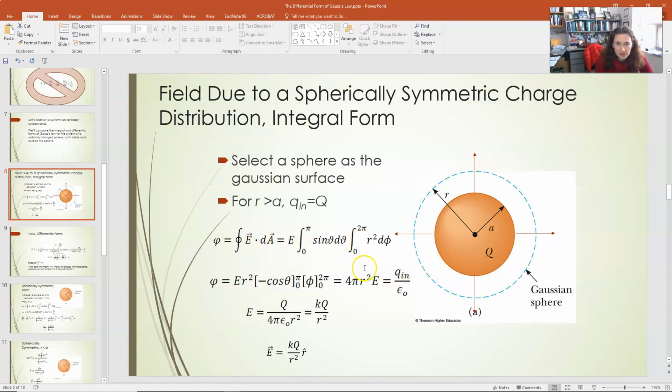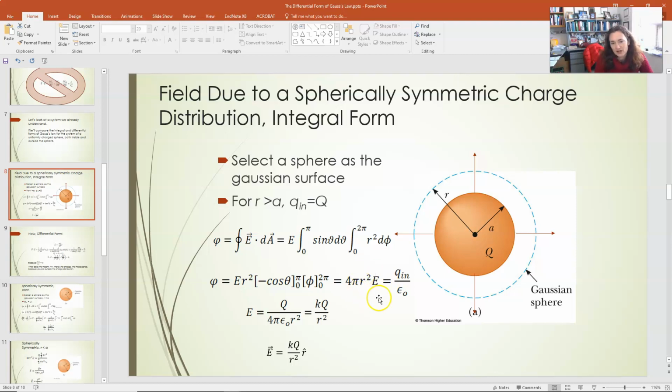Well, when you integrate over a sphere's area in spherical coordinates, you unsurprisingly get, as a result of that, the surface area of a sphere. And the formula for the surface area of a sphere is 4 pi r squared. So I end up with, for my flux, 4 pi r squared times E.